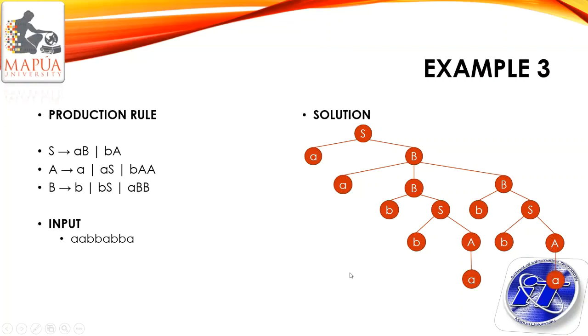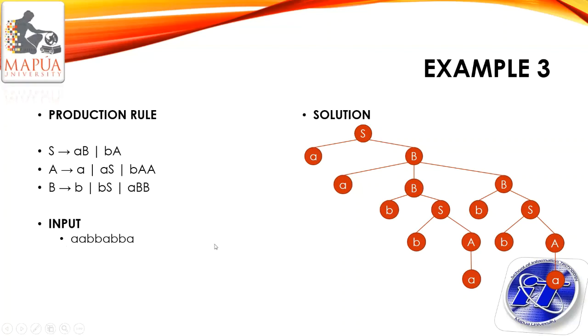Okay, so are we through? Let's check if all leaf nodes are terminal symbols. Yes, all leaf nodes are terminal symbols. Let's check from left to right if we obtain the ABB, ABBA. So this is A, B, B, A, B, B, A. So we obtain the input. Therefore, this is the equivalent parse tree or derivation tree that will yield this input.